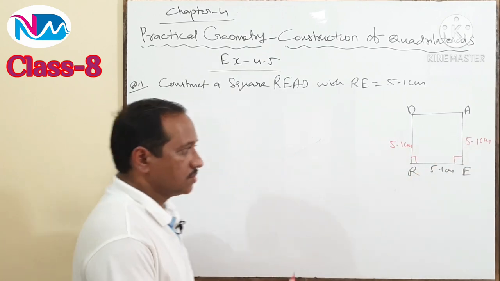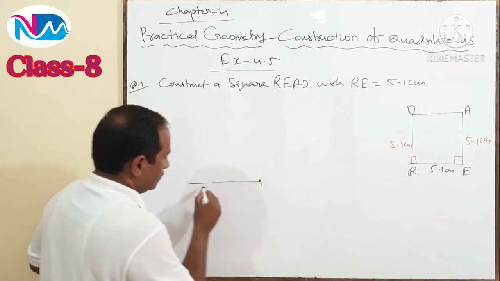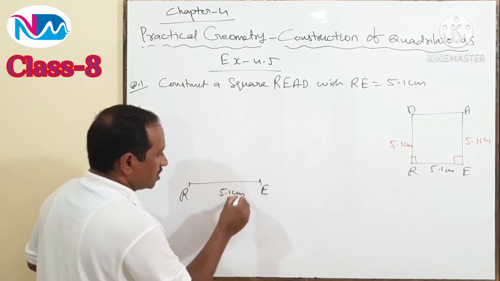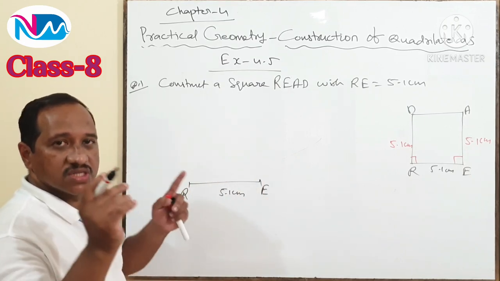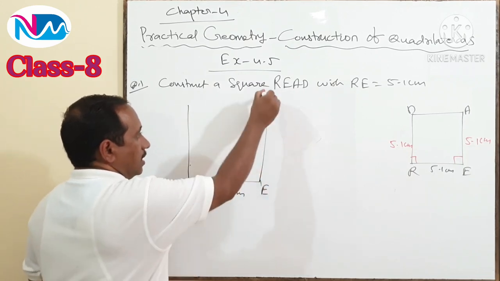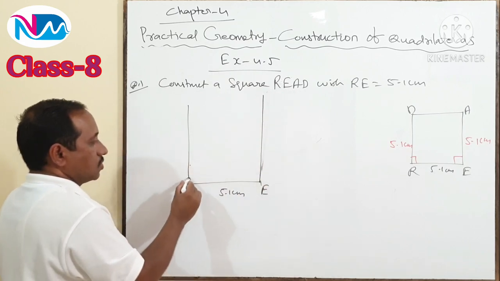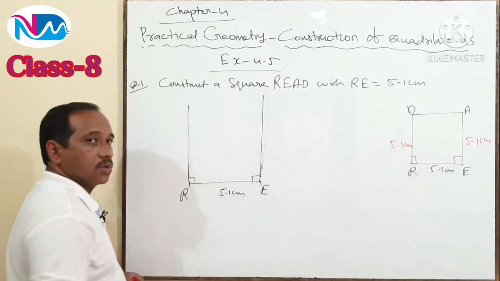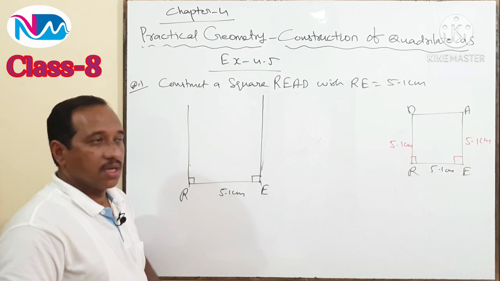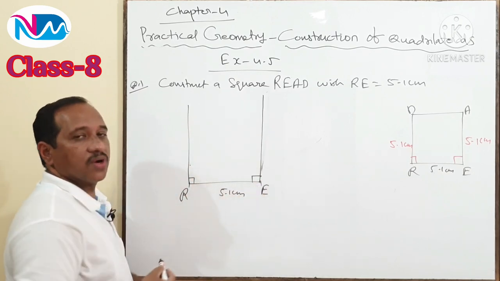The construction is very simple. You first draw the side RE using the scale, RE 5.1 cm. Using the protractor, you draw 90 degree angles at R and E. Now, DR is 5.1 and AE is also 5.1.